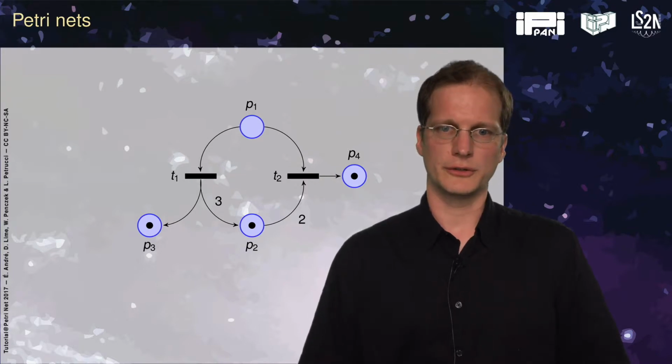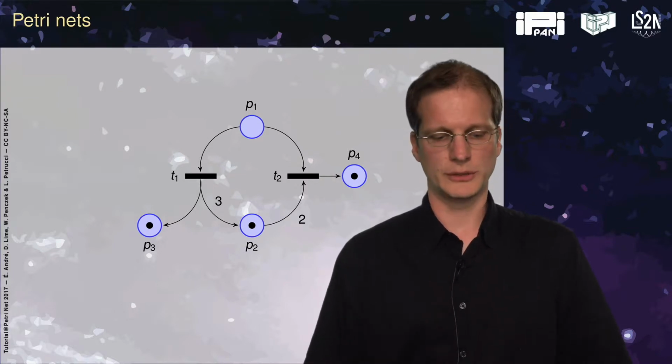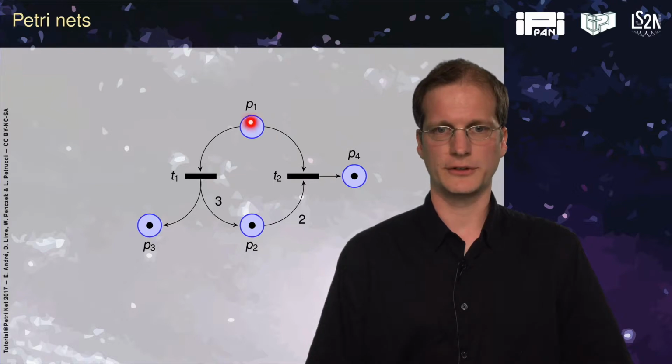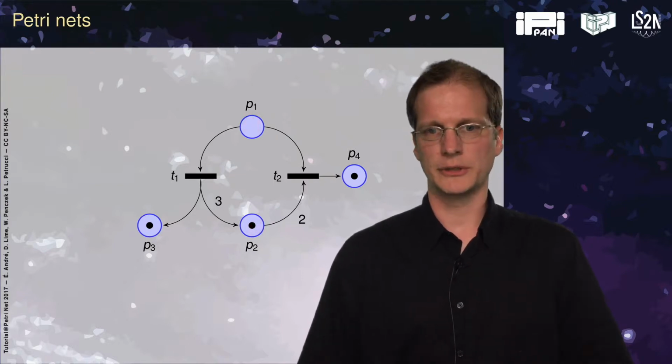Then we can fire T2, because we had tokens in this place and this place, and we will take 2 tokens from this place, 1 from this one, and put 1 here.